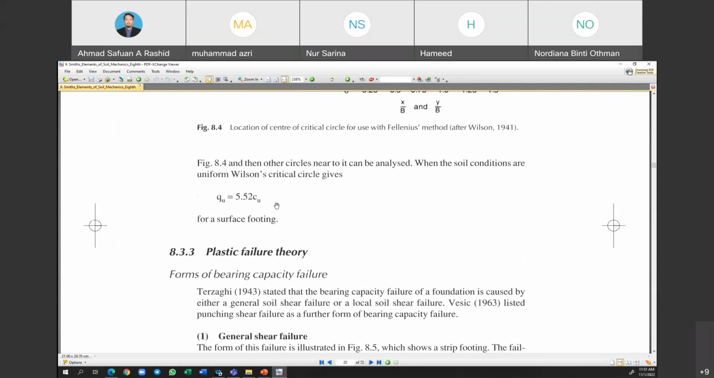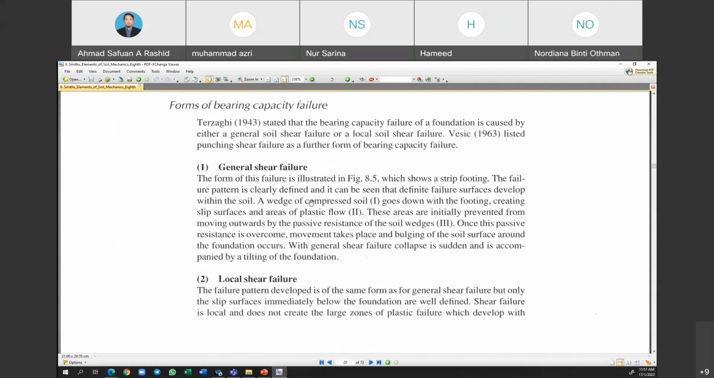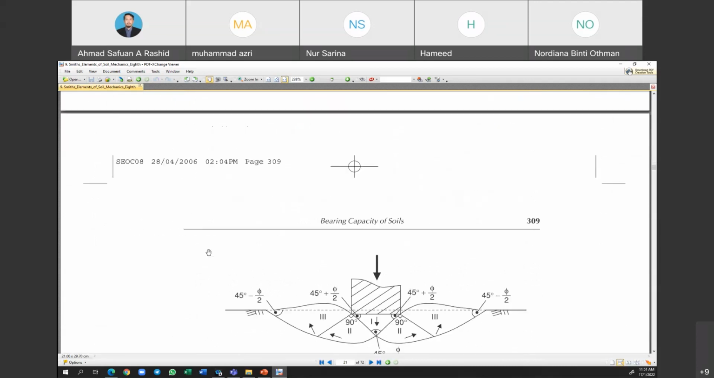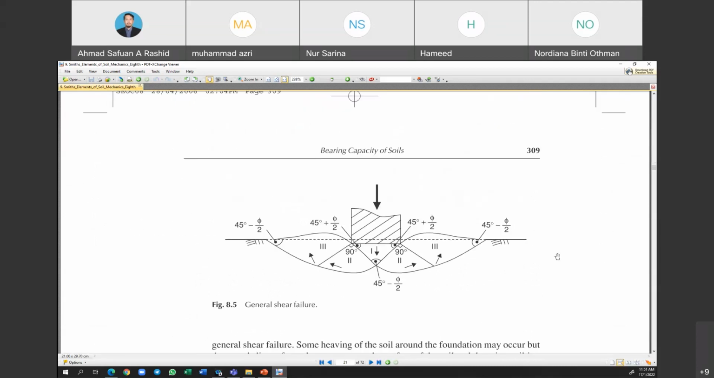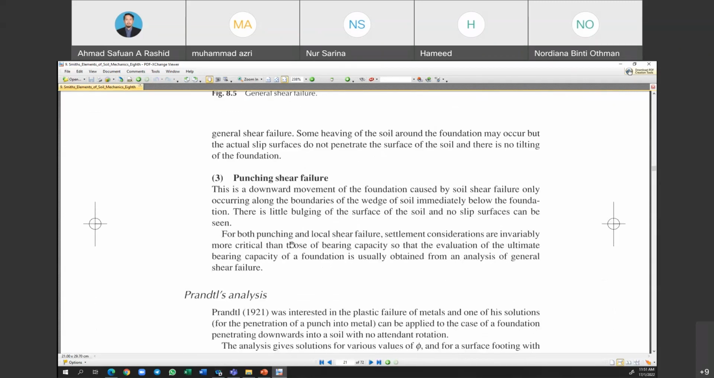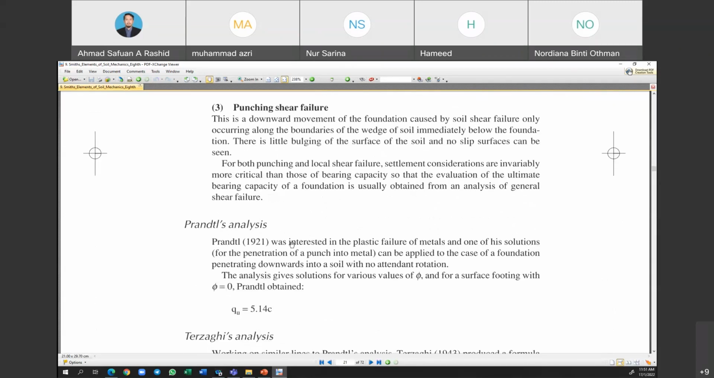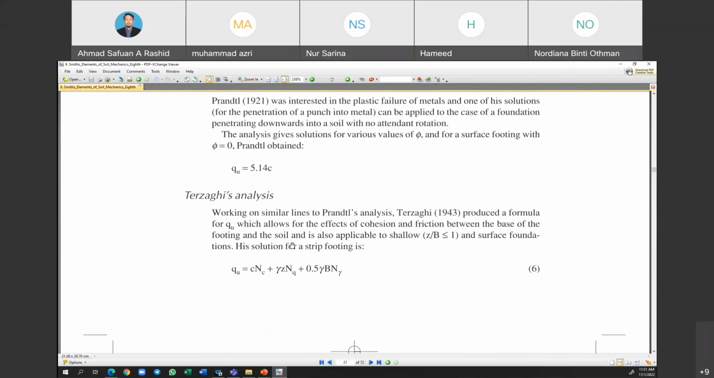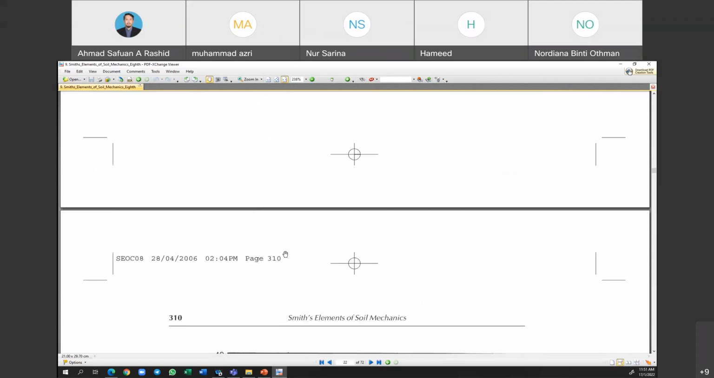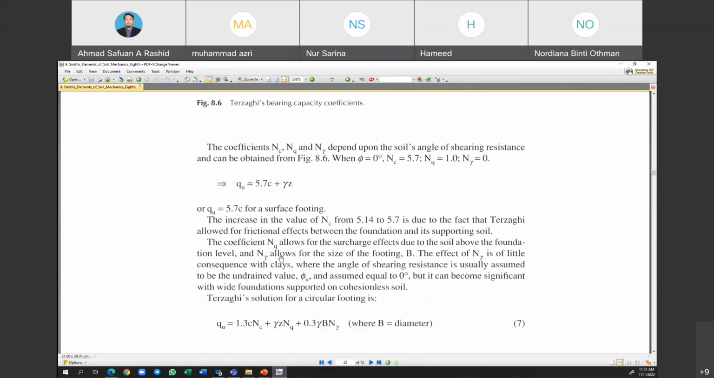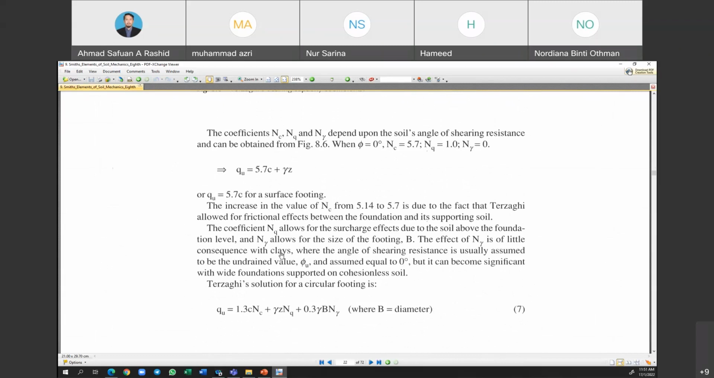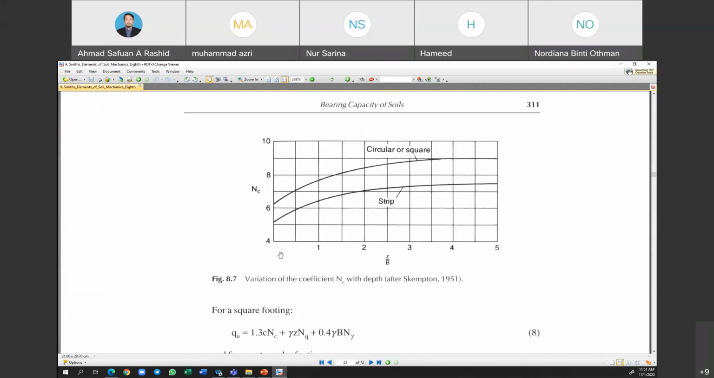And then the one that we use now is under the plastic failure theory. Under the plastic failure theory, we have the general shear failure and local shear failure. The general shear failure is where we assume that the soil is fully mobilized. Then we have punching shear failure. Then the Prandtl analysis and the Terzaghi equation. The one that we discussed is using the Meyerhof.